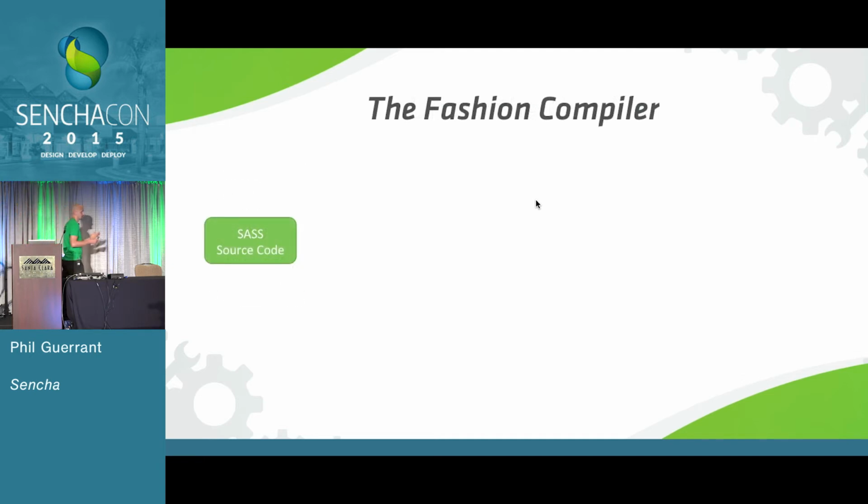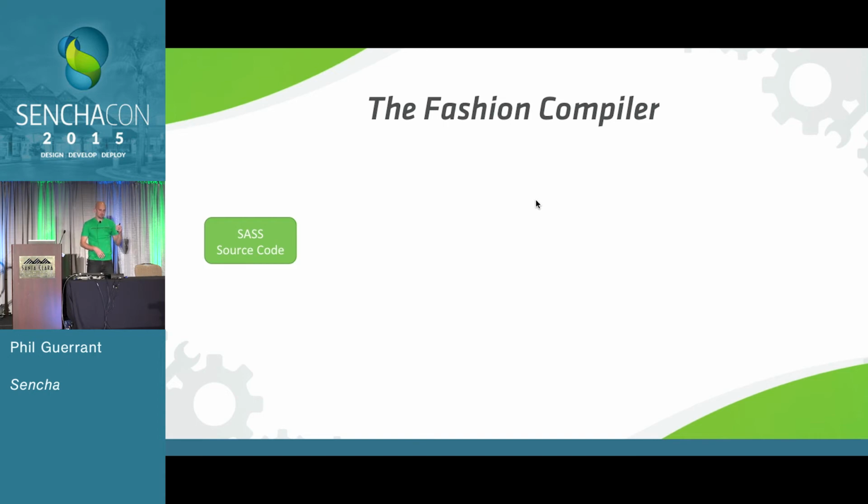So first, let's talk a little bit about the fashion compiler. It all starts with Sass source code, which is stored on the file system in your themes and in your applications. That Sass source code has to get into the fashion compiler somehow. And right now, the only way for it to do that is to be loaded into a browser via Ajax. You might be thinking, how does it run from the command line then? The answer is we run a headless browser called PhantomJS on the command line, which uses the same exact techniques as you see when it's running in Chrome.